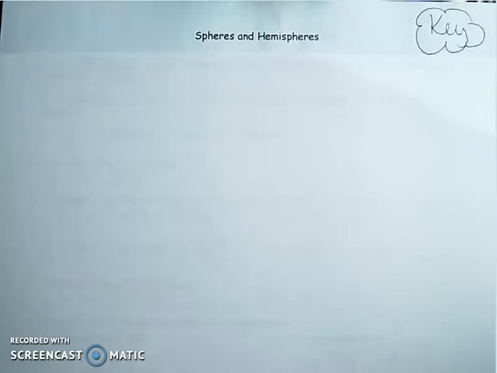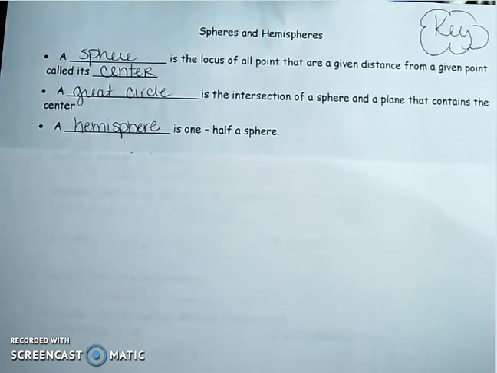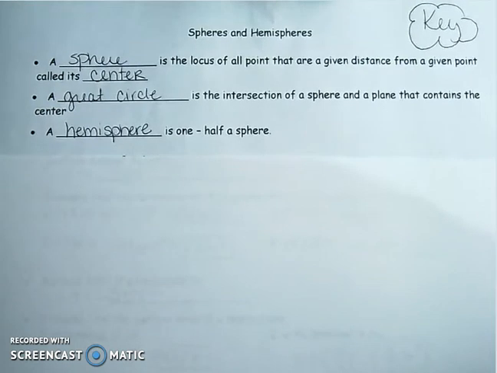Okay, so the last topic in this unit is spheres and hemispheres, with their surface areas and volumes as we've talked about all week. So first off, what is a sphere? Well, a sphere is a ball, basically, or by definition is the locus of all points that are a given distance from a given point called its center. So it's very similar to a circle, except it's in 3D form.